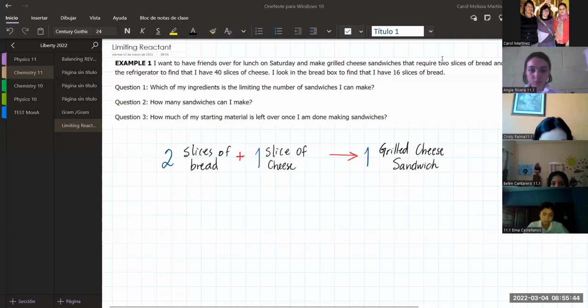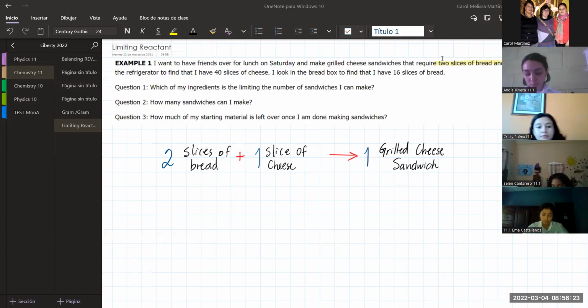So I invite some friends, and the idea is that I want to make grilled cheese sandwiches. The recipe is given there. It says a grilled cheese sandwich requires two slices of bread and one slice of cheese. This is what we know as the recipe.